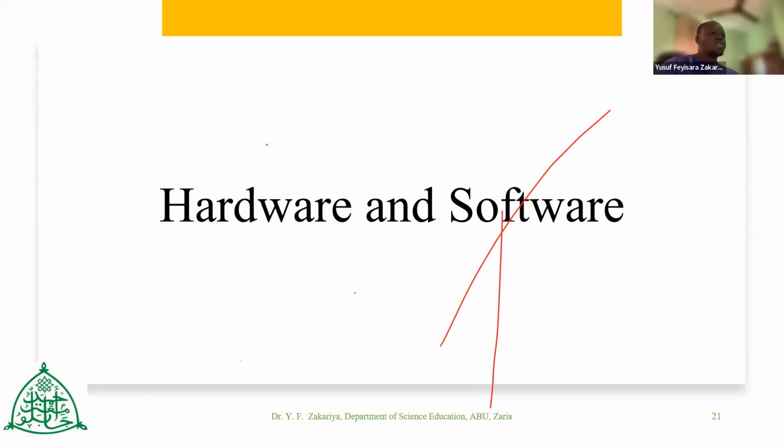So let me put the question in the chat now. Write down 2 examples of hardware and software each, and their uses.